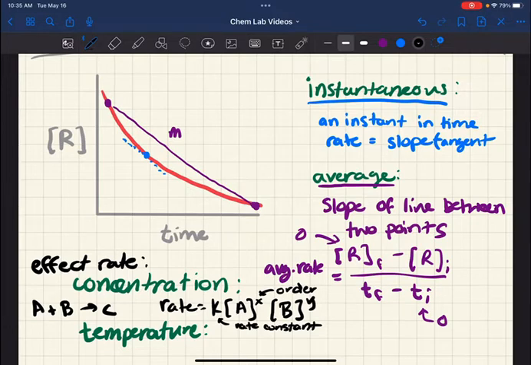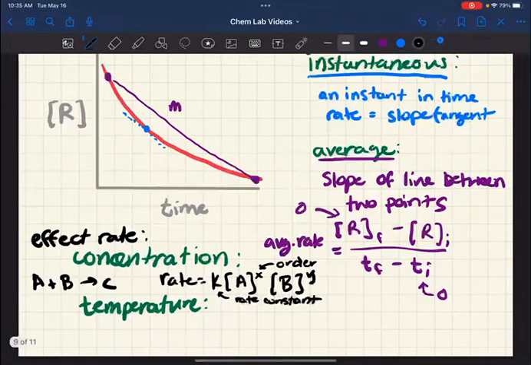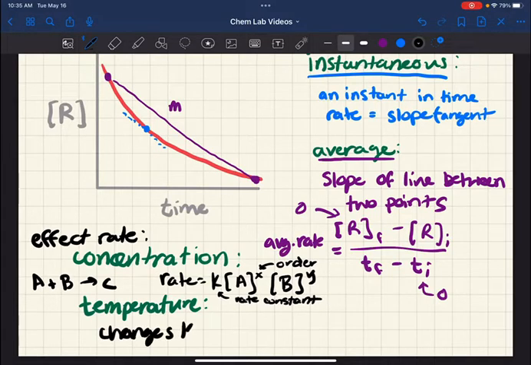But each reactant involved in a reaction as a part of the rate law will have its own order. The order could be 0, 1, or 2, and we will look at an example. The other effect that can affect the overall rate of a reaction is changing the temperature. And this actually impacts the value of K, the rate constant.